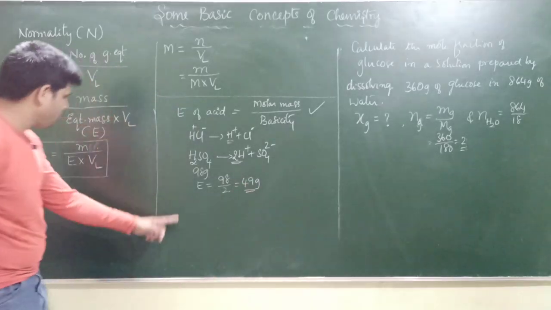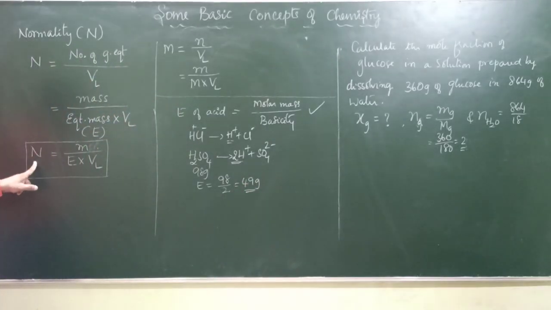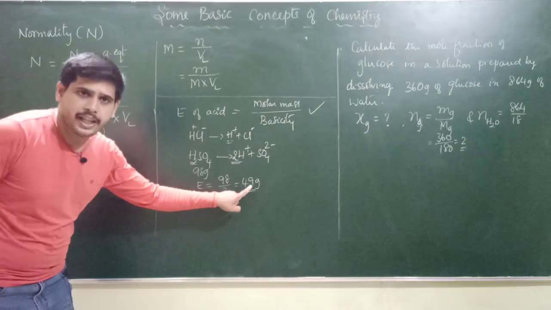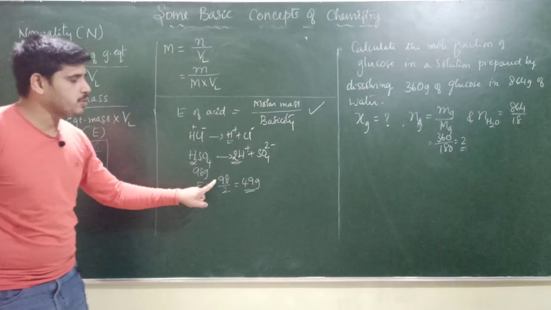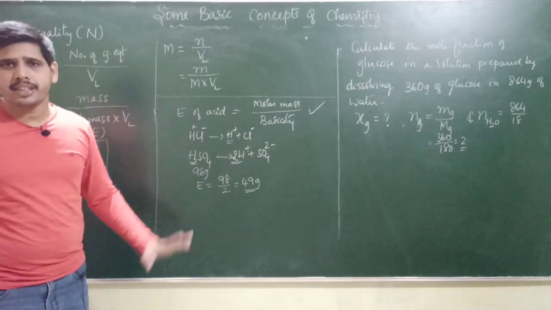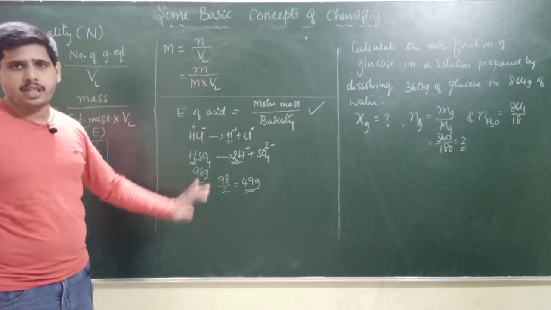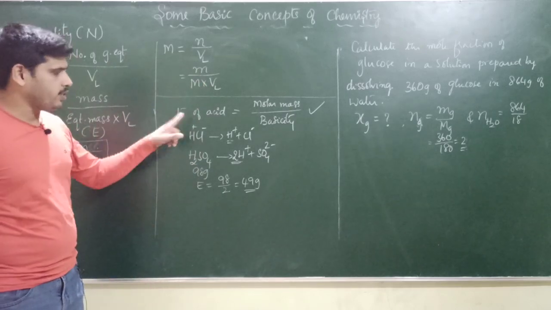Are you getting it? Now here in the formula, to calculate normality of sulfuric acid you have to substitute 49 gram, but to calculate molarity you have to substitute 98 gram. That is the difference. That's all. Rest everything will remain the same. Is that fine? So that is one formula.